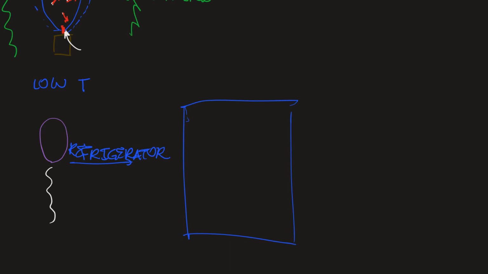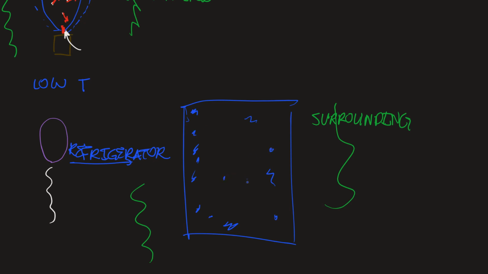And again, we have the surrounding air. So this is our surroundings, and this is a low temperature system. So this is that low temperature system. So we have some air molecules just like we have in the surroundings, but they have less energy. And we bring this balloon inside of the refrigerator. It was just in our surroundings. Now we bring it into the refrigerator.